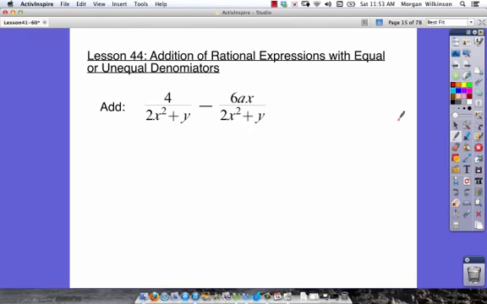Lesson 44 is about addition of rational expressions with equal or unequal denominators. Now, if we look at what a rational expression is, it's just an expression that has a ratio. And that word ratio is right in rational. So a ratio is just a fraction, a numerator and a denominator. Now in this problem, we've got to add.